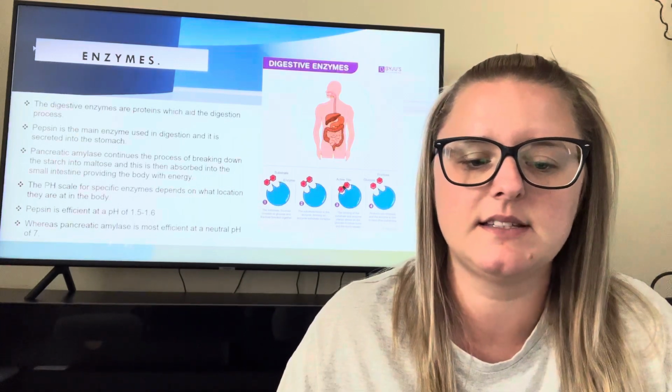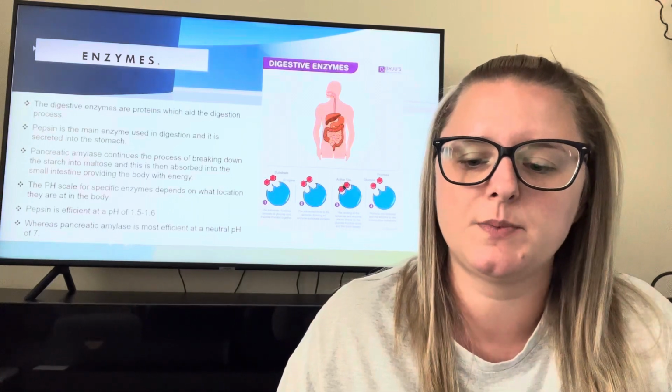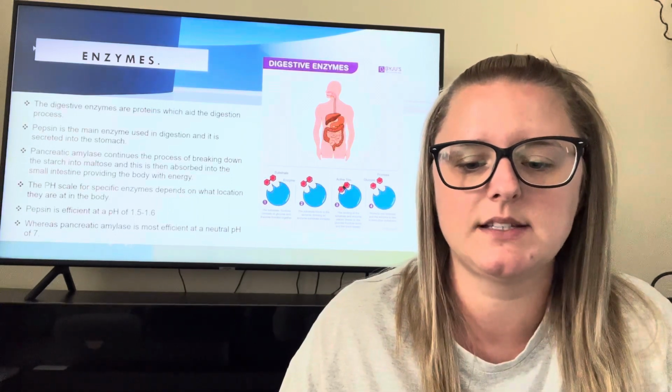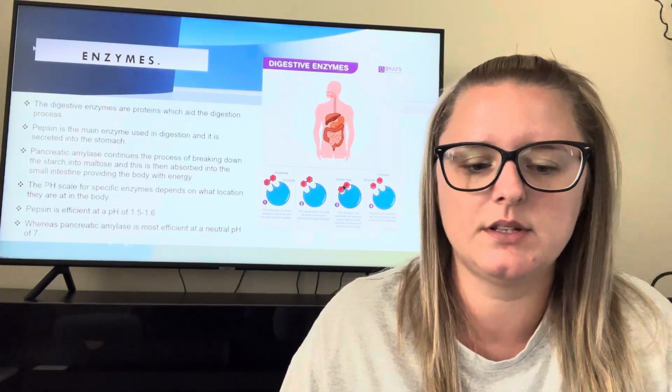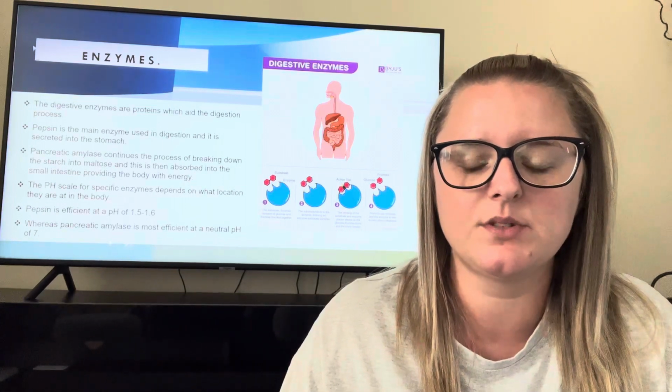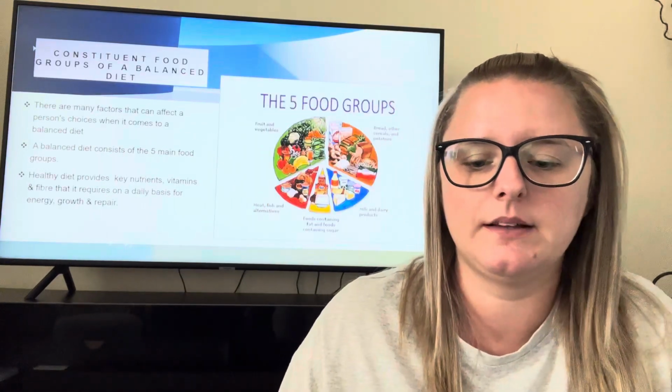Anything above 7 is considered alkaline, and anything below the number is acidic. The pH for specific enzymes depends on what location they're at in the body. Pepsin is efficient at a pH of 1.5 to 1.6, whereas pancreatic amylase is most efficient at a neutral pH of 7.